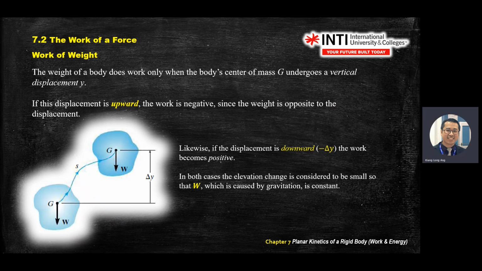Your weight W is always pointing down. But if you're throwing up, your displacement is actually pointing up, right? So you're throwing up, but the weight is still pointing down. When you have two vectors in opposite directions, you get negative. Make sense? This is the careless mistake that always appears in the assessment. So this is negative because it's moving upward.